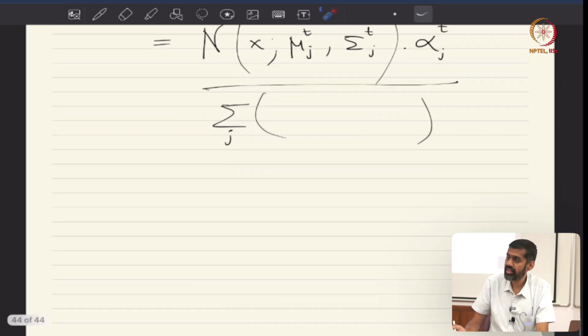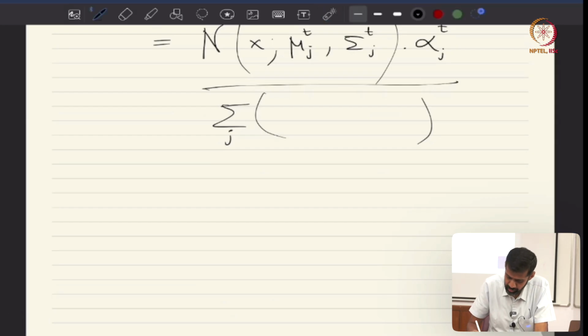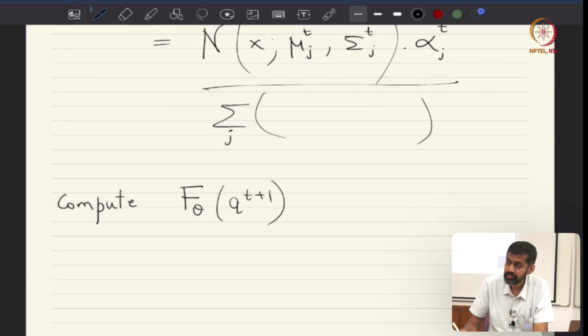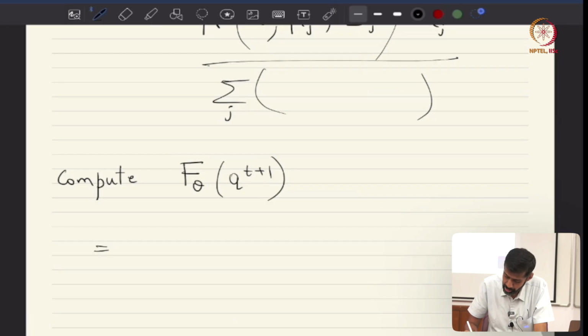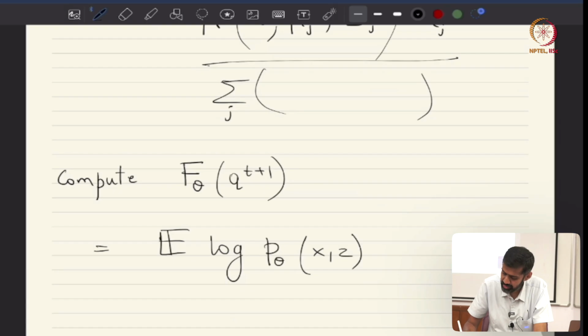Okay. Now what is the next step? So compute f theta of q t plus 1. This is the expectation step. What is this equal to? Expectation of log, no, this is p theta x and z divided by q t plus 1, with the expectation taken with respect to q t plus 1.